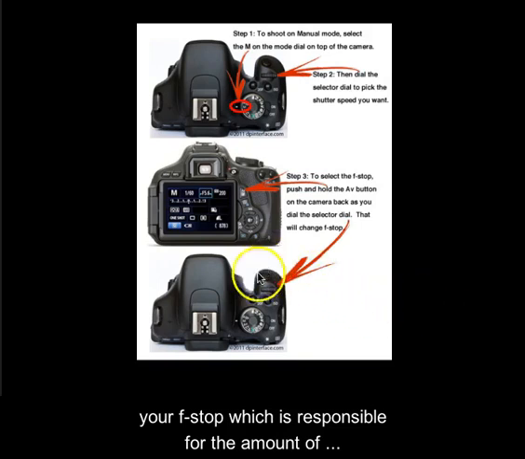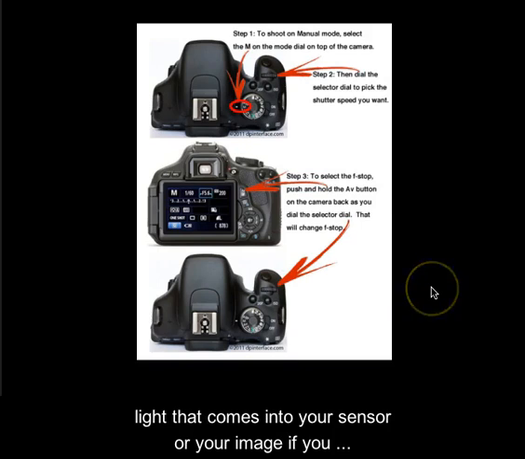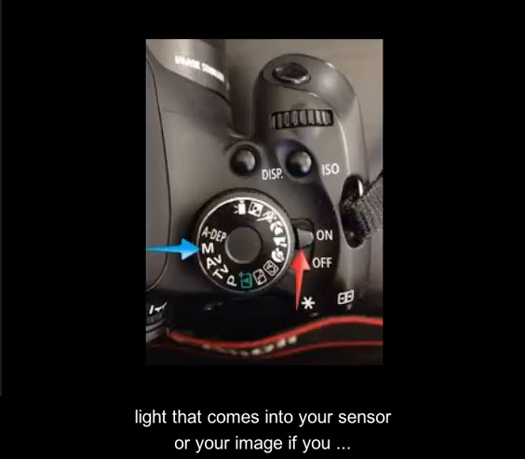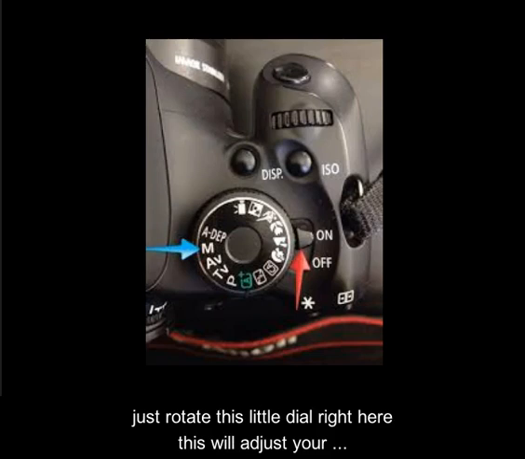If you just rotate this little dial right here, this will adjust your shutter. Manual is right there. Your ISO is right here. So you can adjust your ISO.